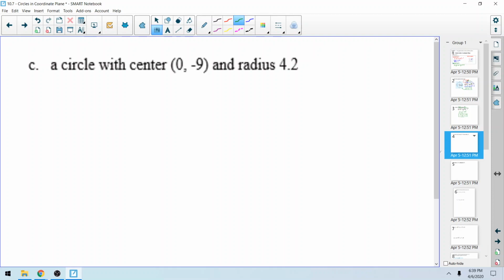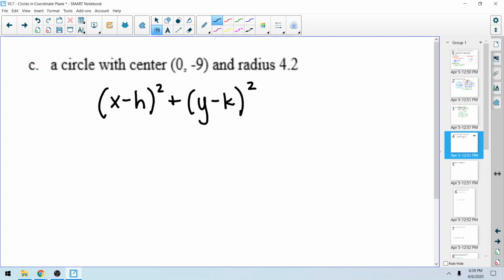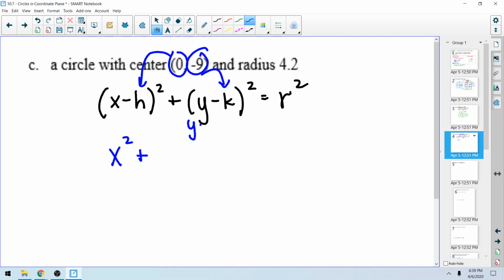Letter C. A circle with a center of 0, negative 9 and a radius of 4.2. X minus h squared plus y minus k squared equals r squared. First part, we're filling in a 0. X minus 0, you don't really need it. X squared plus. Now, second part, you're filling in a negative 9. Well, what happens when you do y minus negative 9?